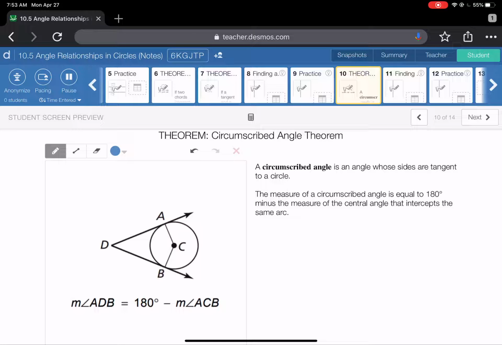So what we get is the measure of a circumscribed angle. So this angle here, ADB, is equal to 180 degrees. Okay, so keep that number in mind. Minus angle ACB. So angle ACB. So let's make that a different color. ACB. All right. So to find this angle, I am going to do 180 minus whatever the measure of this angle is right here.